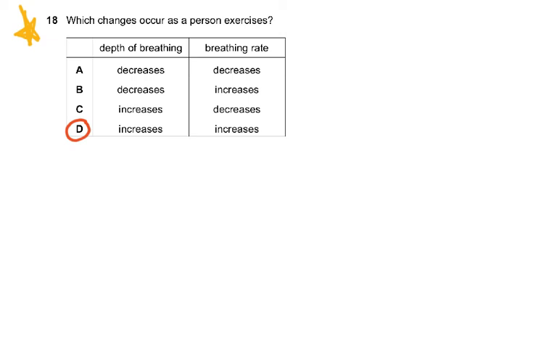So which changes occur as a person exercises? Depth of breathing increases and breathing rate also increases. So both of these increase, and the option that says depth of breathing decreases is wrong. Sometimes you think you're taking shorter breaths. No, no, no. Just think, when you're exercising, you're taking deeper breaths in and out. Of course, it's much faster.